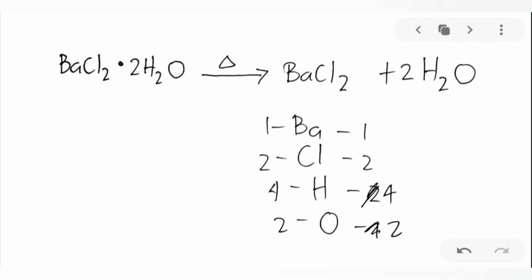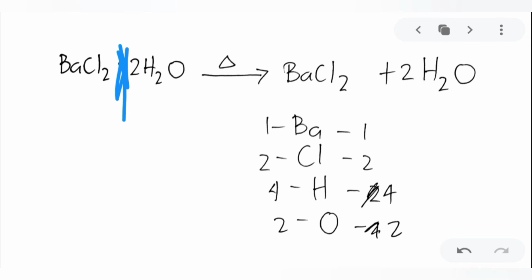So this is the hydrates here. As you can see, there is a compound wherein a water molecule is attached on that. So when this compound is heated, denoted by the delta sign here, it will be separated. Okay, so you will have here the barium chloride plus the 2 pieces of water.